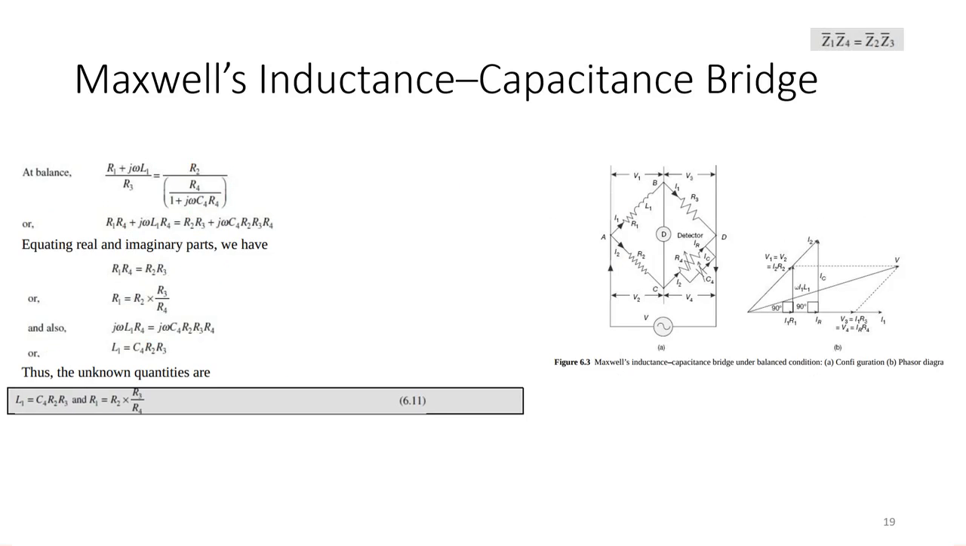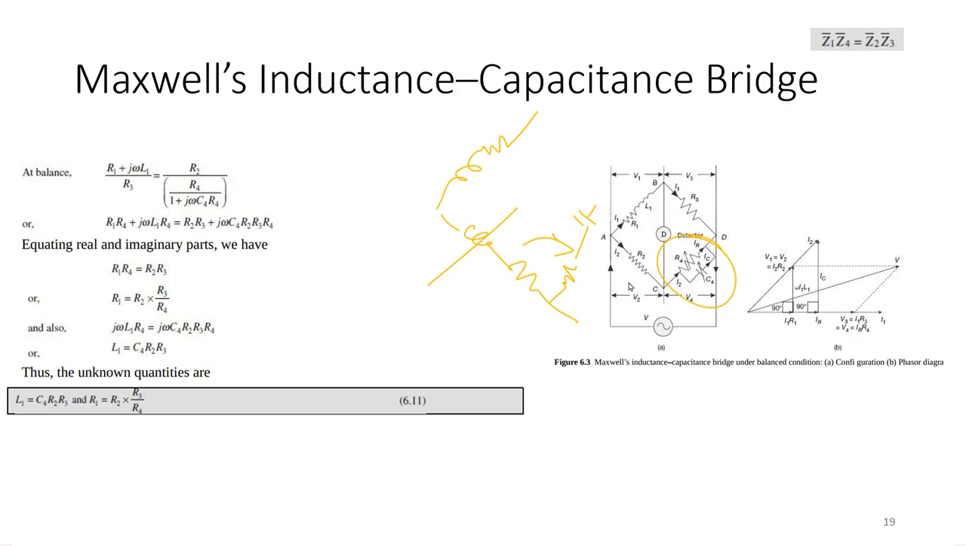Maxwell inductance and capacitance bridge is used for calculating inductance in terms of capacitance. In the first Maxwell bridge, we had two inductors on the same side of the bridge. If we do not want to use this, we can replace it by a capacitor on the opposite branch. That capacitor is introduced in parallel with this circuit.